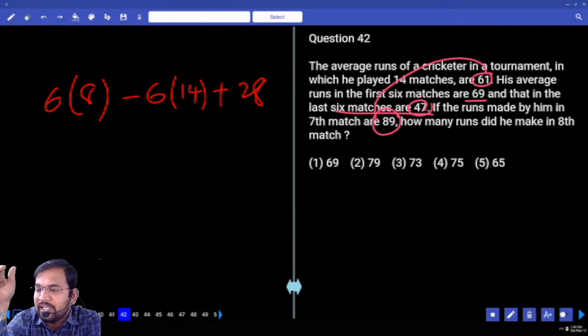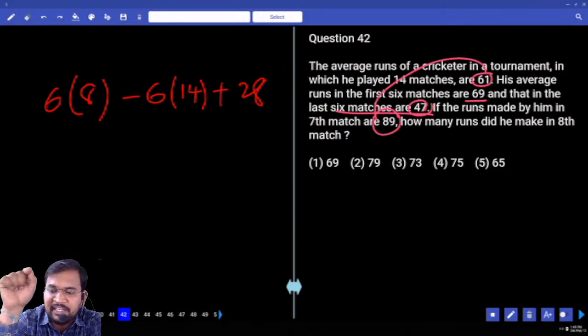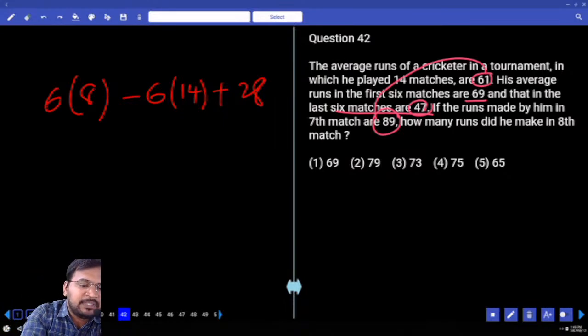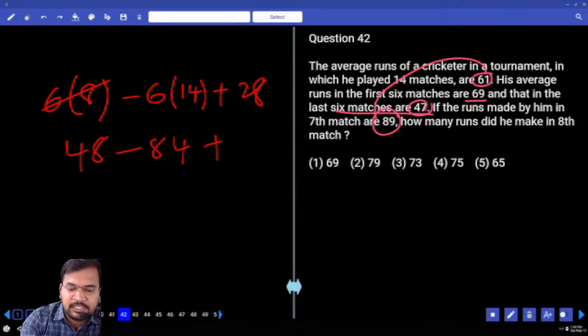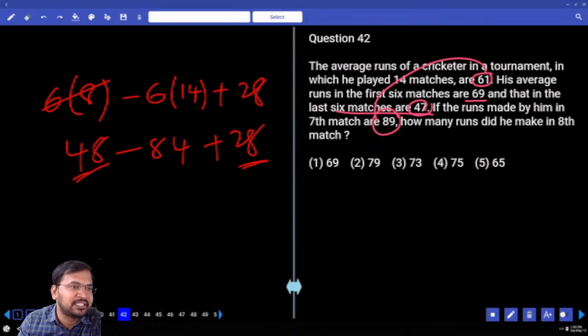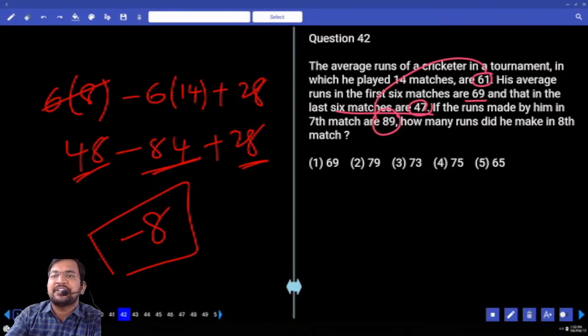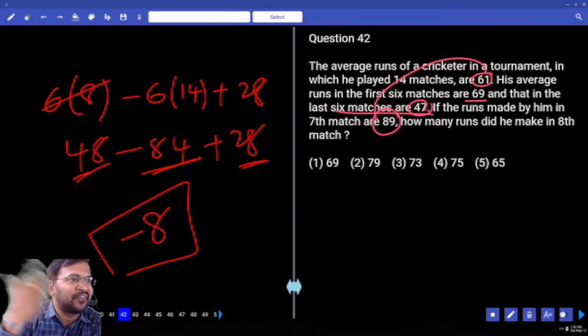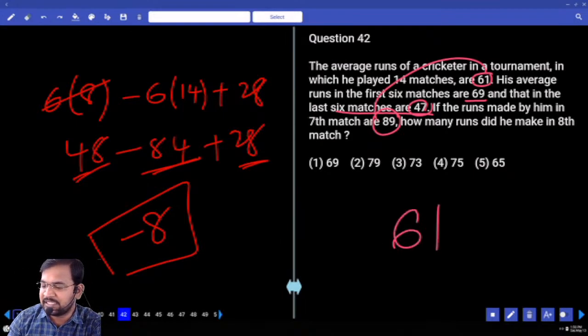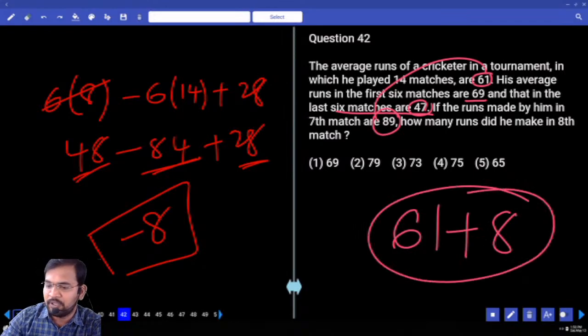So now we need to find how many runs he made in the 8th match. Now tell me, this is 48. This is 84. This is 28. So 28 to 48, 56 to 76, 76 to 84. Minus 8. So it is 8 less for the given average. Therefore in the 8th match you have to score 8 runs more than the given average. The given average is 61, so you have to make 8 runs more. Then the 8th match runs should be 69.